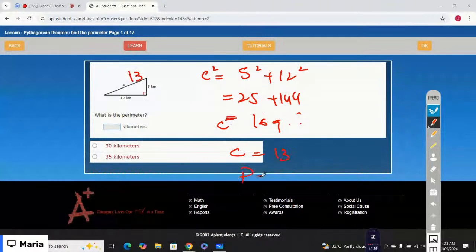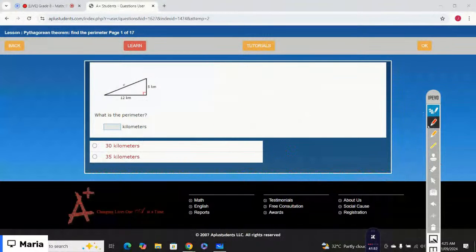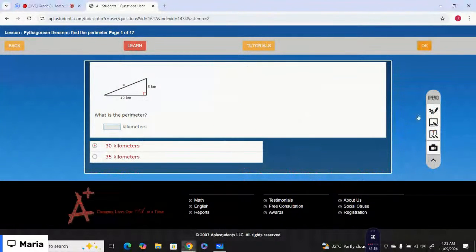So this is the length 13. For the perimeter, you just have to add all these side lengths. 13 plus 12 plus 5. 13 plus 12 is 25 and 5, 30. So the correct option is 30 kilometers. Option number 1 is the correct option. Got it? The correct option is 30 kilometers.